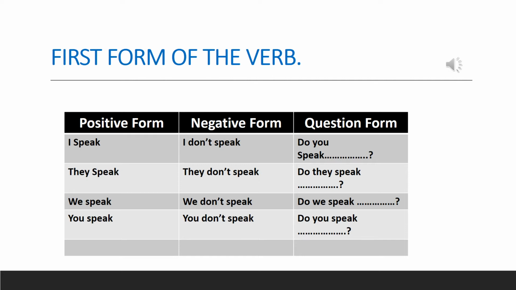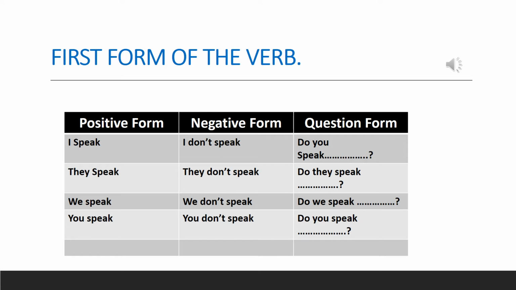Number 2, if we start the sentence with they, also we will write the first form of the verb. It will be they speak. For the negative form, we will just add don't before the verb and keep the verb in the base form. So it will be they don't speak. In the question form, do they speak? Number 3, we speak. The negative form, we don't speak. The question form, do we speak?